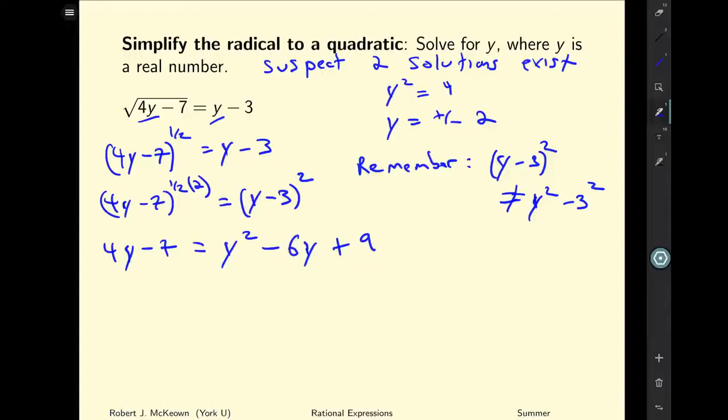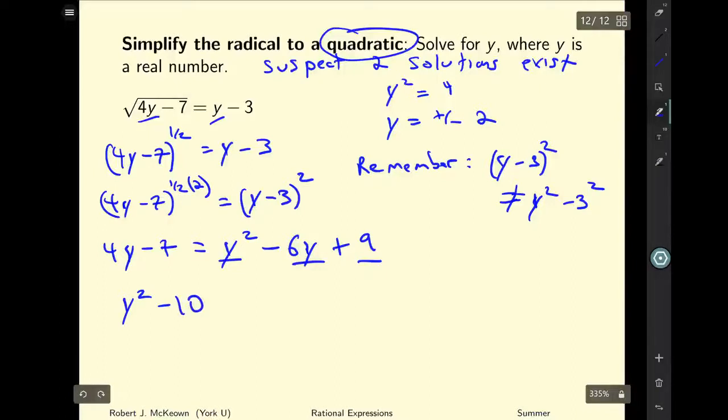Now, what do I want to do? I've got a quadratic. So I want to set this thing equal to 0, and then I can solve it by factoring, or I can solve it using the quadratic formula. I want to collect like terms here and set the whole expression equal to 0. If I do that, I'm going to get y squared minus 10y plus 16 is equal to 0.